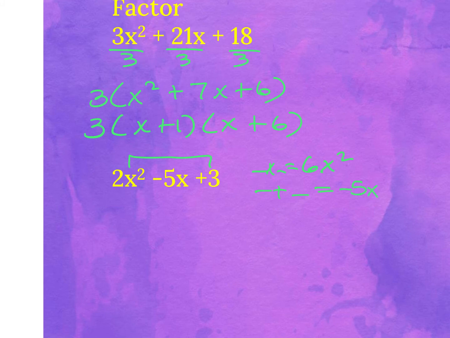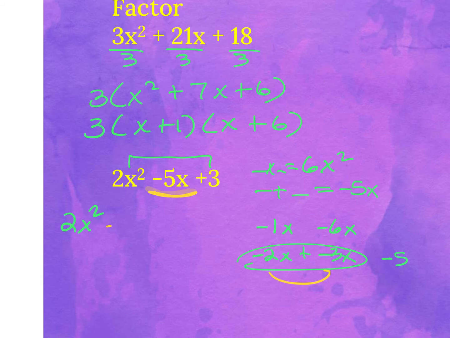So factors of positive 6 that'll give me a -5. That's going to be a -1 and a -6, or -2 and -3. But I need to add them. So the one that gives me the -5 is the -2 and the -3. So rewrite the problem. Rewrite the first term. Remember, all we're doing is replacing this middle with the two factors we just found. And again, the order that you replace them doesn't matter. I'll go ahead and just put the -2 first and then the -3.